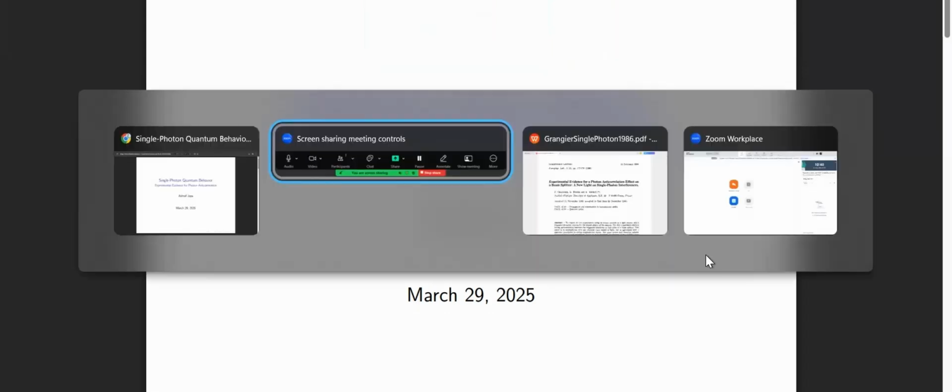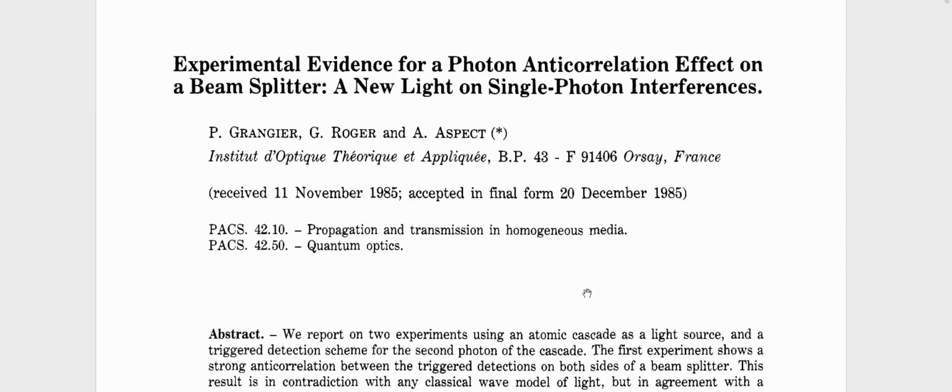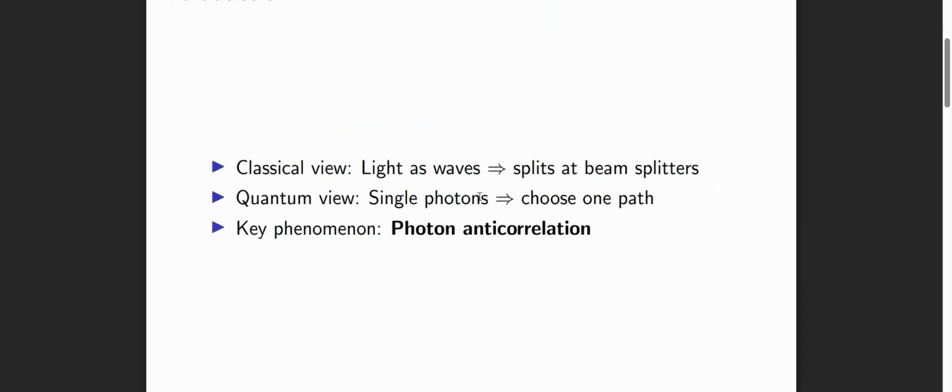Good morning, everyone. My name is Ashur Jaya, and in today's presentation, we're going to talk about the experimental evidence of the photon anticorrelation. There is a very nice paper by Grangier, Roger, and Aspect, in which they talked about single photon anticorrelation. So we will learn about that in the video. So let's get started with the introduction part.